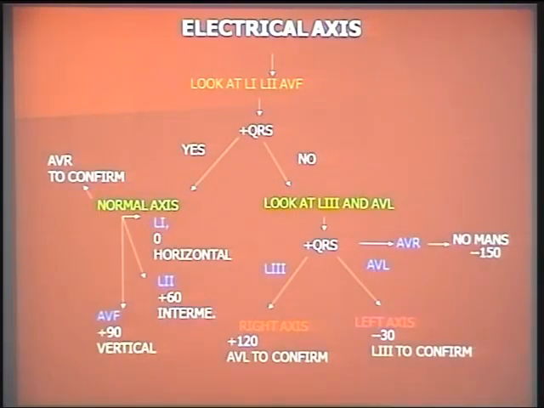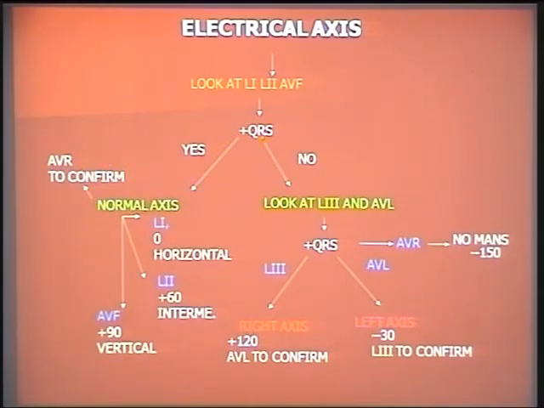So this is your summary. For the electrical axis, I told you to look at the 6 limb leads. First look at L1, L2 and AVF. If any one of these leads shows the tallest positive QRS complex, you are dealing with a normal axis. If L1 is positive, it is 0 degrees and horizontal heart. If L2 is the tallest positive, it is 60 degrees and intermediate heart. If AVF shows the tallest positive QRS complex, it is 90 degrees and vertical heart. Always look at AVR to confirm it is a normal axis.